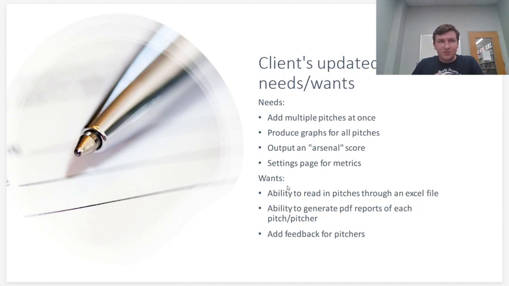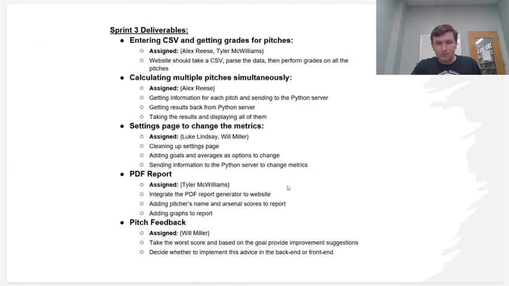He also wanted a settings page so that if he wants the settings changed at all, he's able to change them. This was a softer one: he wanted the ability to read in the pitches through an Excel file, which is how he natively gets this data. He wanted the ability to generate PDF reports of all of the pitches that he grades, and he wants to add feedback for pitchers. So during Sprint 3, these were the things we worked on.